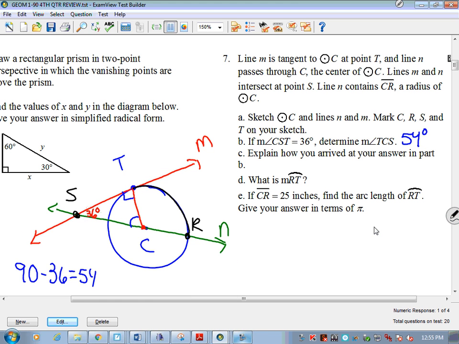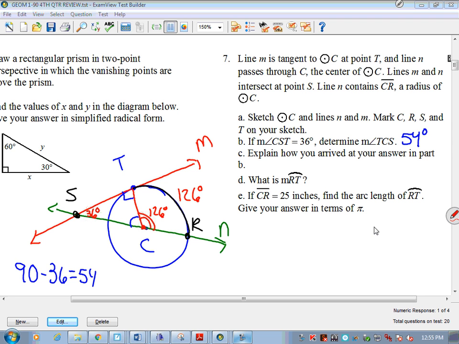Okay, how do we find arc RT? 180 minus 54. Okay, so what you're saying is find this angle right here, right? Okay, we can do that. What's 180 minus 54? 126. So I would probably agree in saying that, and this is our central angle, correct? Which means the intercepted arc of that central angle should also be 126 degrees. What does the answer come out to?